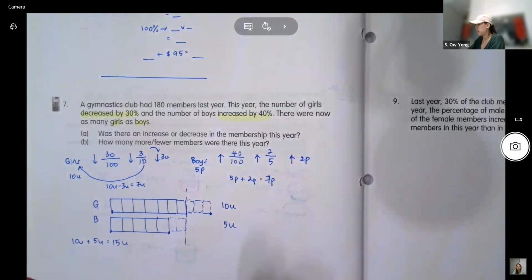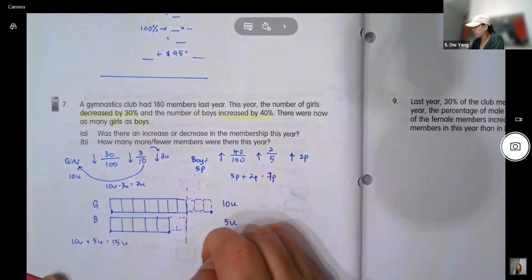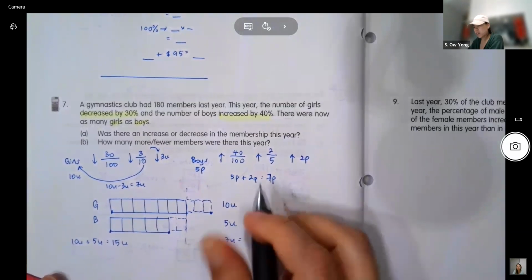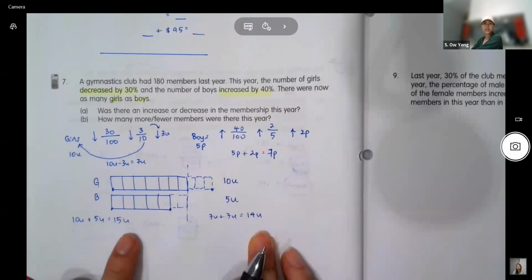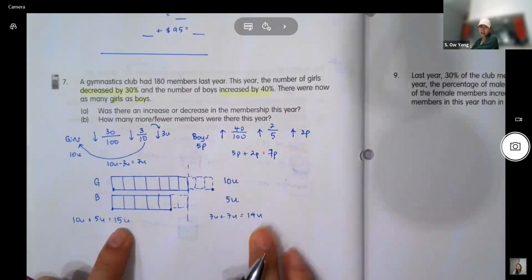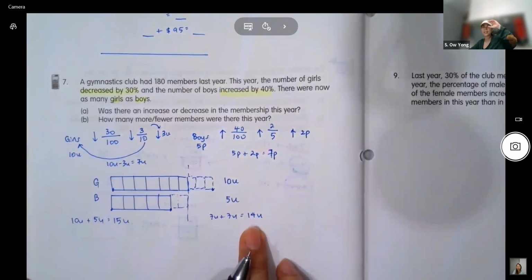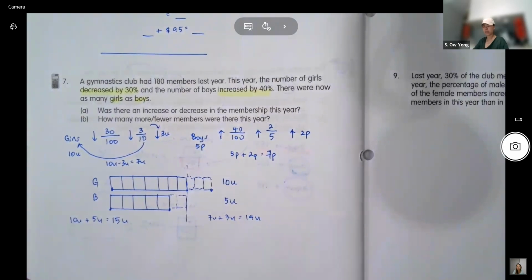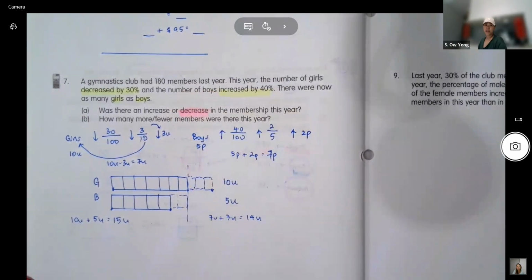This is at first. Now they are left with 7 and 7. There is 14 units. They are left with 14 units. So initially 15 units, now become 14 units. So is there an increase or decrease in the membership this year? Decrease, correct, because from 15 become 14. So the answer is decrease.